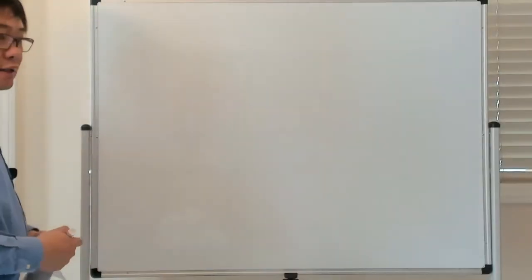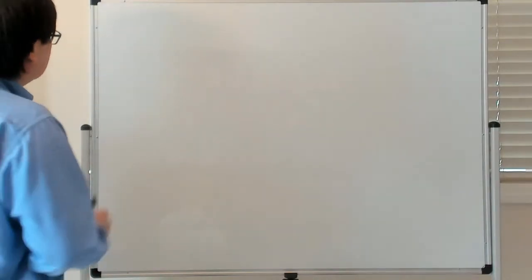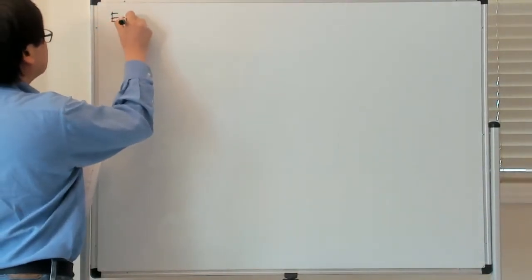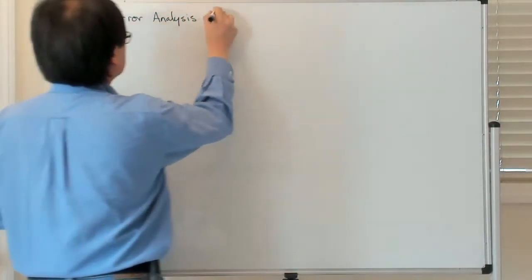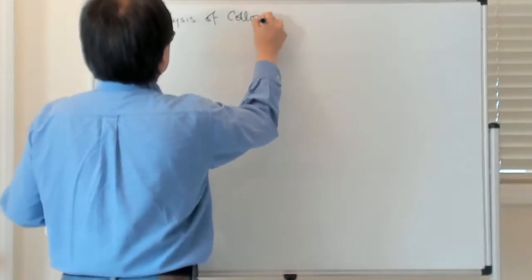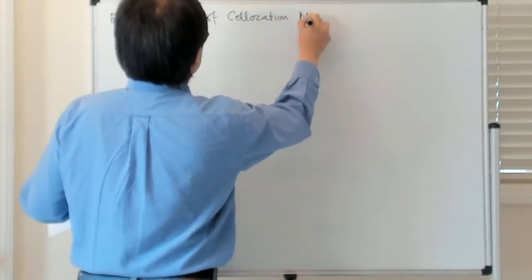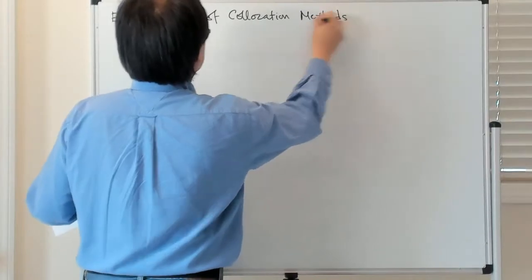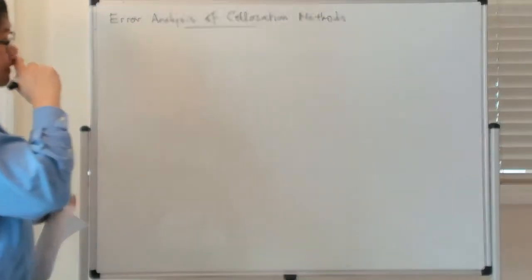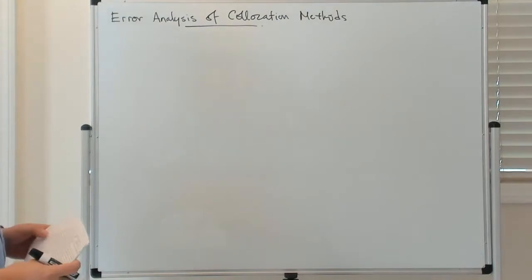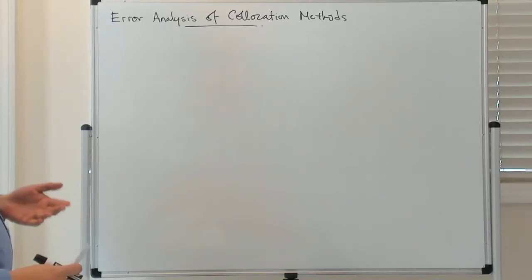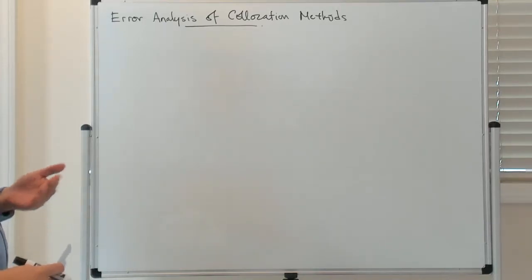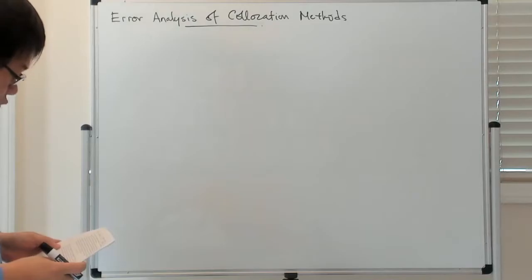Okay, so now we're going to try to do some error analysis of collocation methods. So let's start by seeing whether there's a way to connect, if you will, the error analysis of collocation methods with the error analysis of numerical quadrature rules.